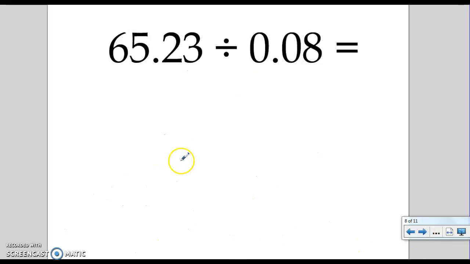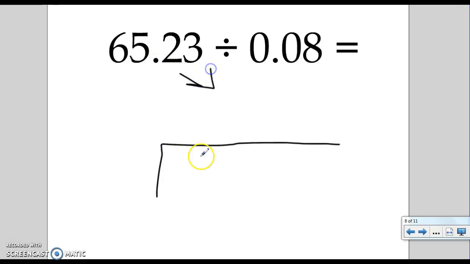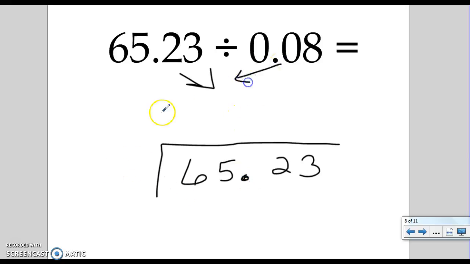I'm just going to show you how to set up the next few. I'm not going to solve them. So I know this number is going to go over here. This is going to be 65 and 23/100. That decimal point there. And this number is going to go this way. It's going to be 0 and 8/100. Well, always, always, always, whole number, always. If there's a decimal on the side, slide, slide.